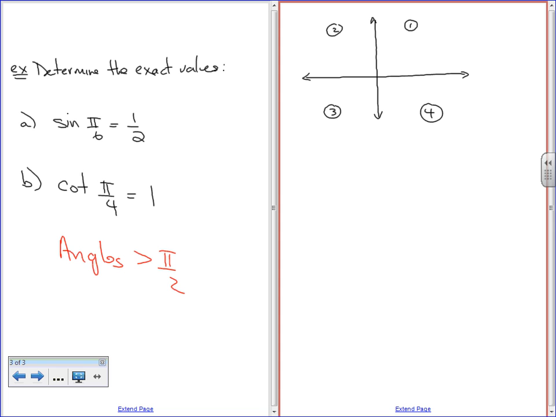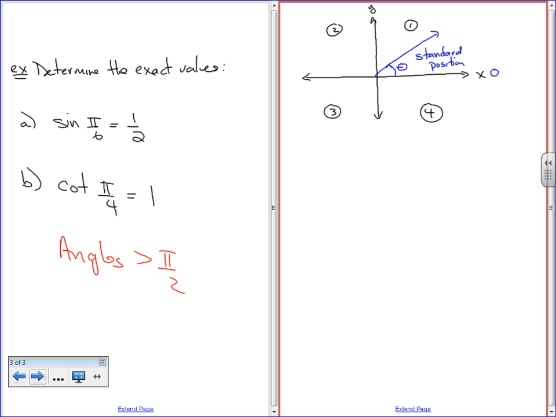So are we starting on the positive x-axis? That's where I start to measure off angles. When you're measuring an angle in standard position, you put your terminal arm on the positive x-axis and you go counterclockwise. So if I take my arm and move it up to here, I've created this angle here, which I'm going to call theta, and that angle is said to be in standard position.